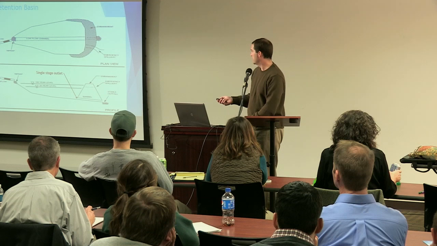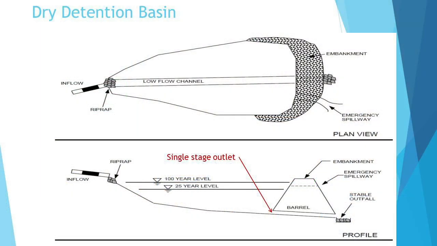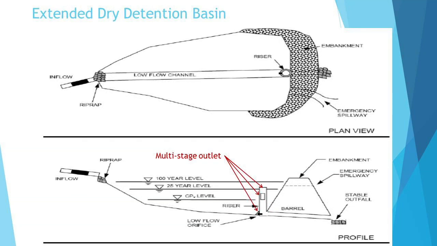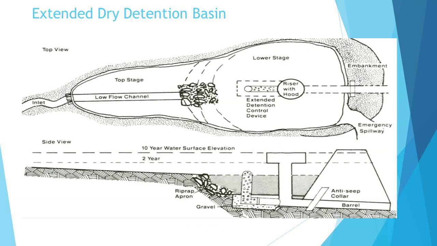So here's what we typically would have seen in a layout with the one size single stage outlet. What we would maybe like to do is adapt this just a little bit to have a multi-stage outlet, so we're managing that channel protection volume down here, and then we still have our storage up above for the larger storm events. So just adaptations on a theme. You can also have them set up so they have more of a wet bottom portion from time to time. So I'm just going to walk through a design example here of a dry detention basin.